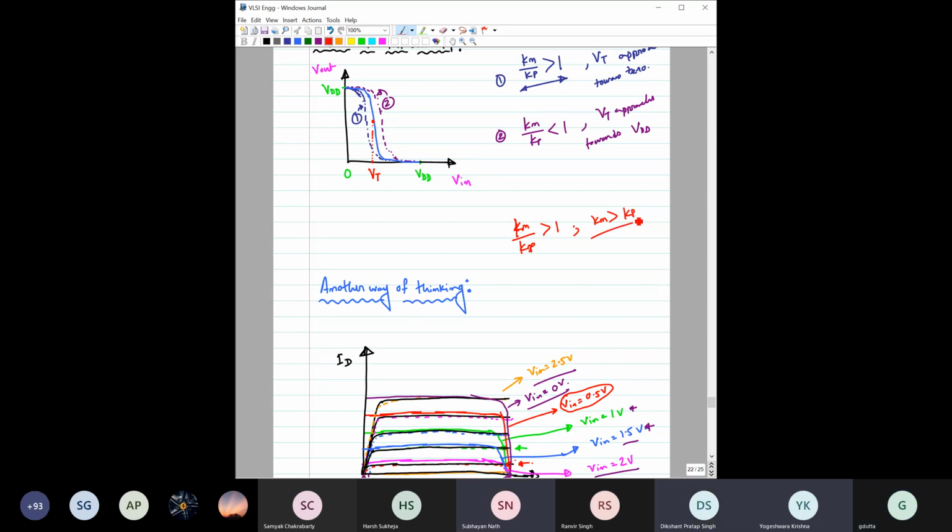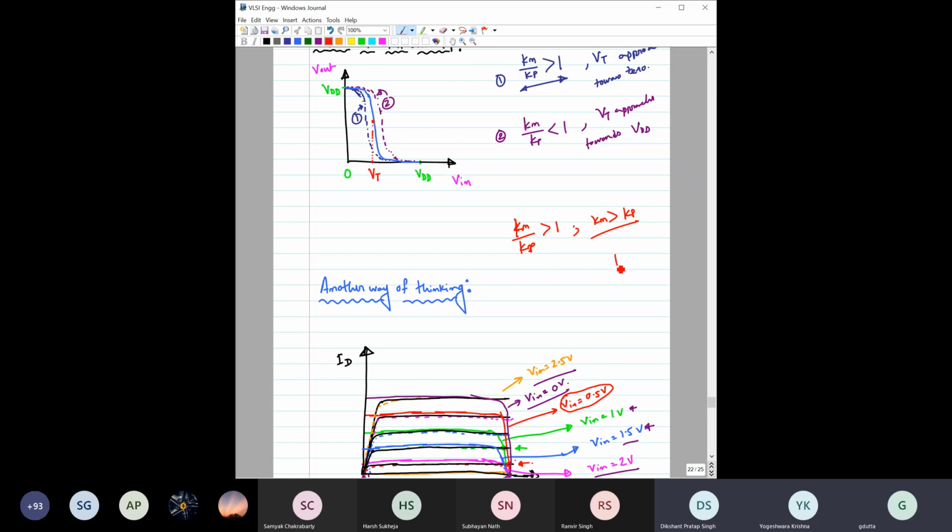So for the same current, we have to have more VGS for the PMOS than the NMOS, absolutely right. More VGS for PMOS means Vin should decrease, absolutely right. And that's why the whole curve shifts towards zero. Absolutely, I agree with you.